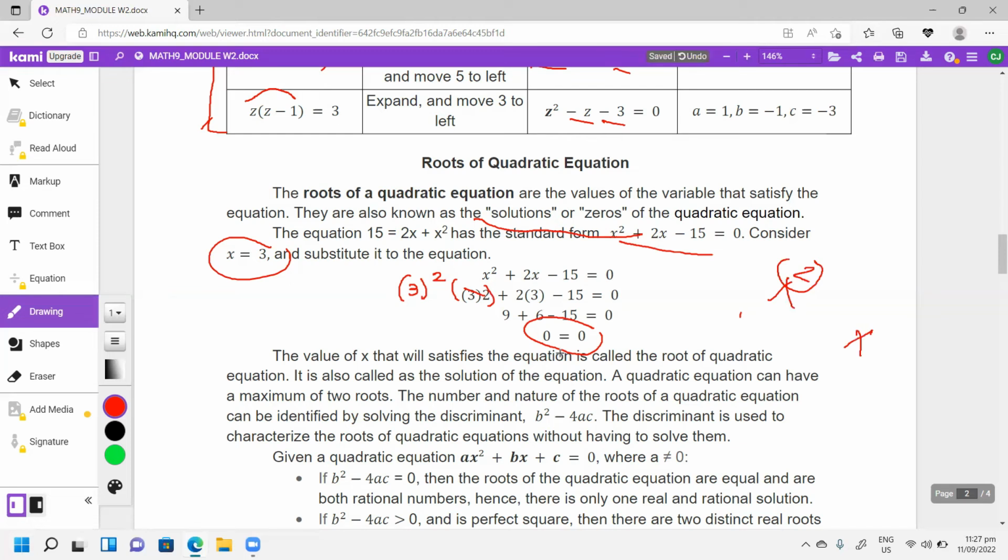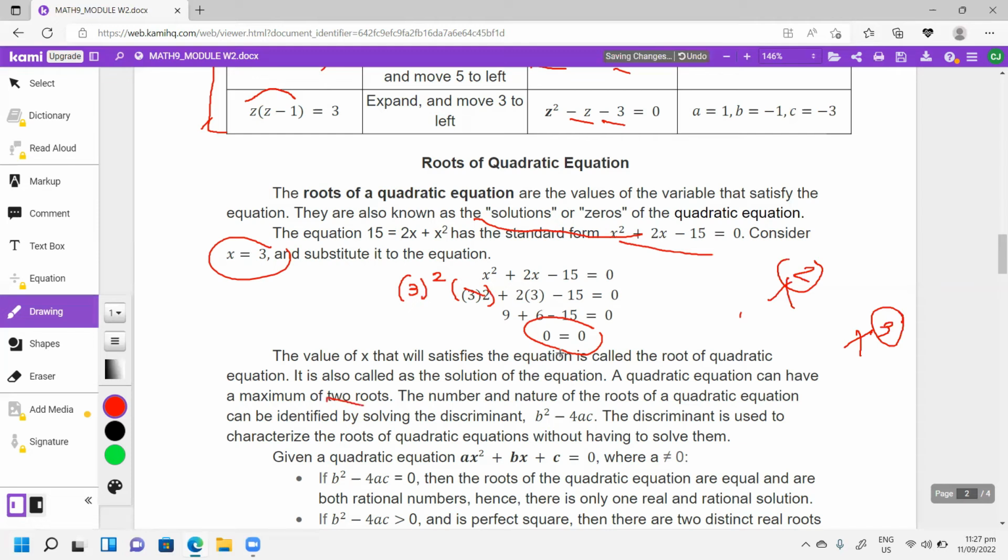So if we have x cubed, the number of roots is 3. But we are talking here about quadratic equation, and we know that a quadratic equation has the highest exponent of 2. Then the maximum number of roots of a quadratic equation is 2.